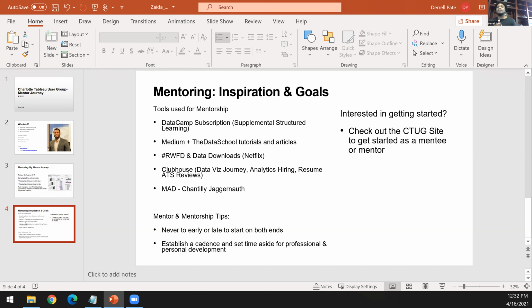We supplemented this also with a DataCamp subscription, which runs the gamut across all things analytics. So coming up to speed with SQL, coming up to speed with Python and Pandas for data analytics, and then finally using Tableau, specifically Tableau Public, as a tool that was free and gave us the ability to really visualize some of the data that we were looking at. Medium and Data School tutorials and articles were a great resource for me.